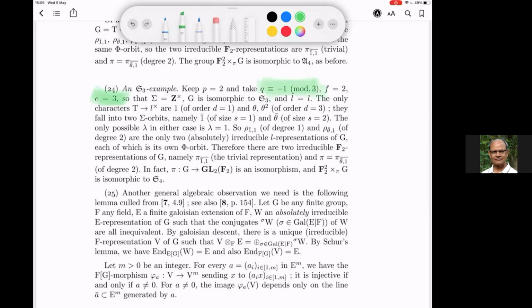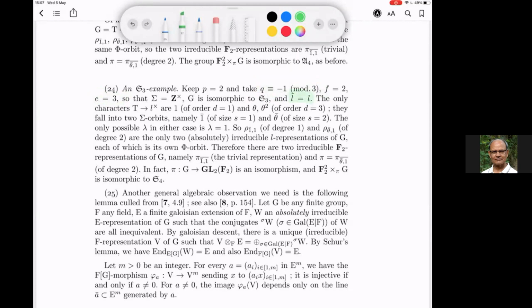product of Z mod 3 and Z mod 2, which is of course also the same as Z mod 6. But here the action is not trivial, so we are getting S3, this semi-direct product, right? And L tilde is equal to L.